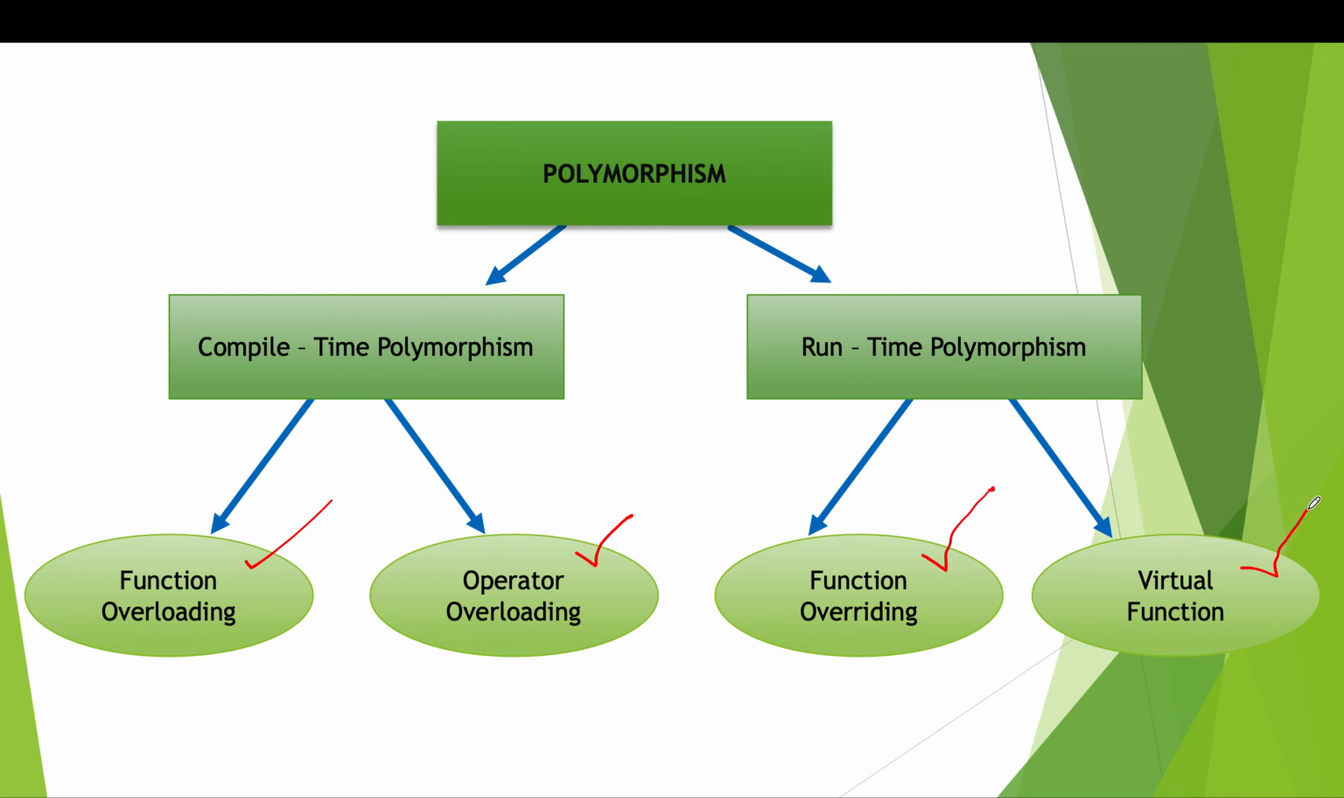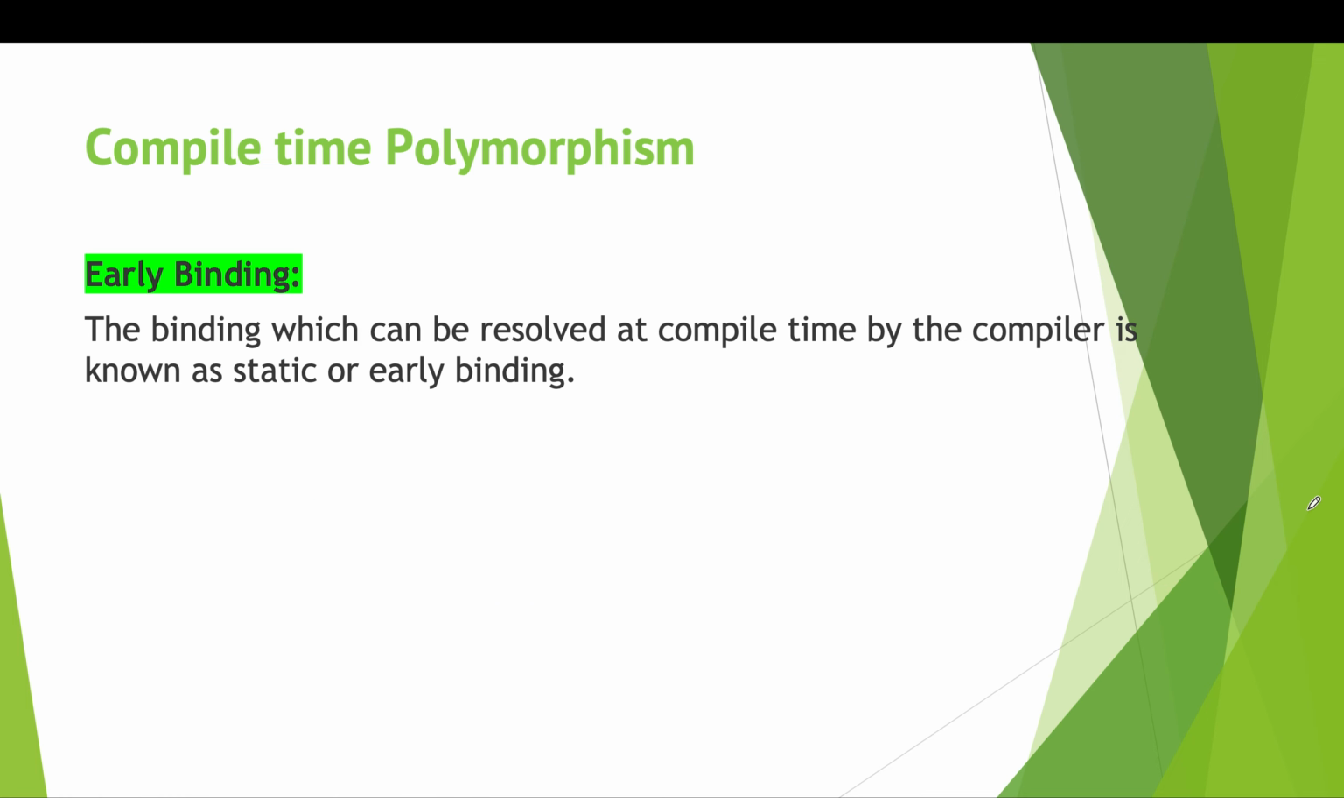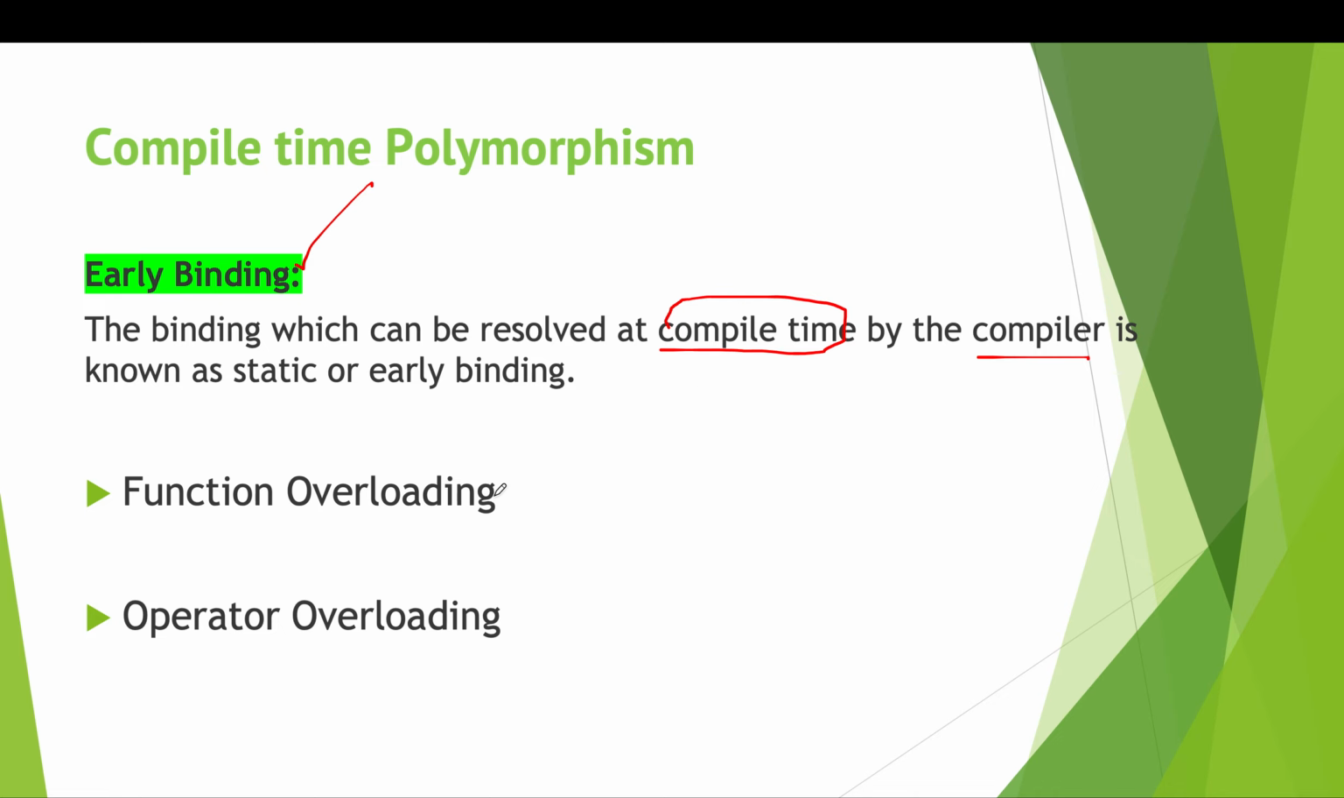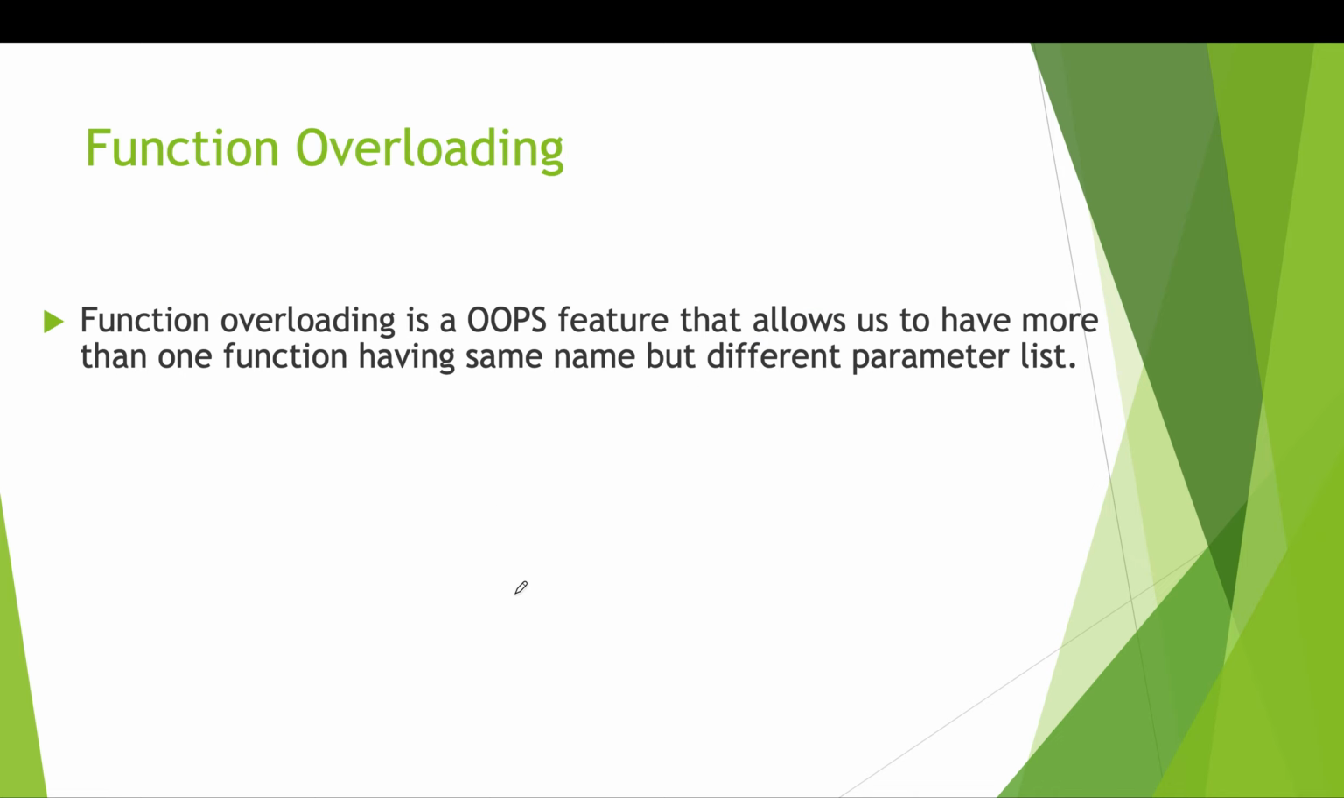First we are going to start with function overloading. Compile time polymorphism is called early binding, the binding which can be resolved at compile time by the compiler. The compiler is the one who decides this binding, known as static or early binding. We have two examples, as we said earlier, function overloading and operator overloading. Now what is function overloading?